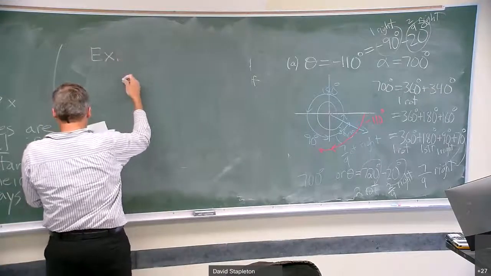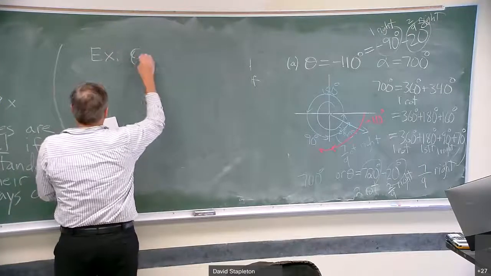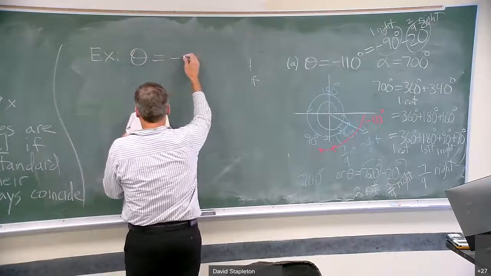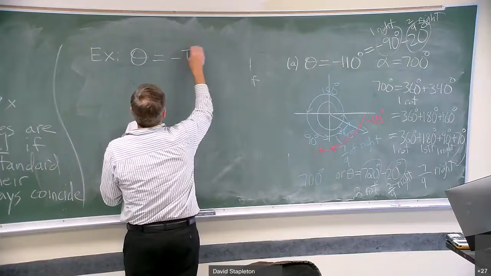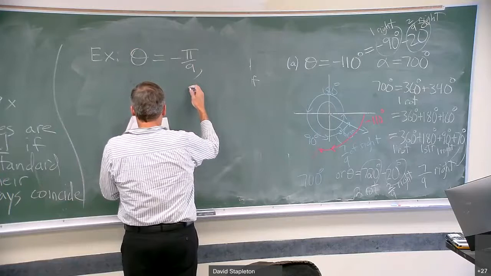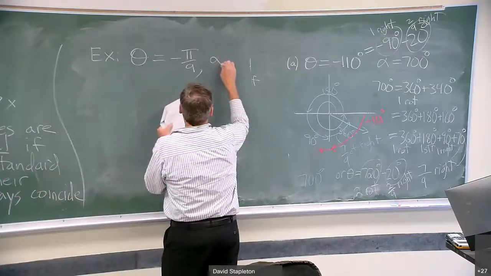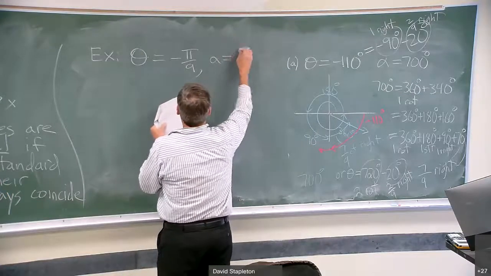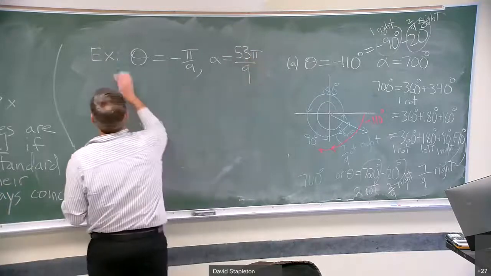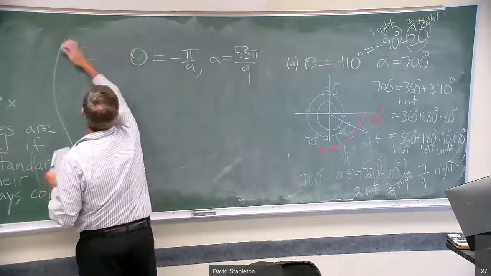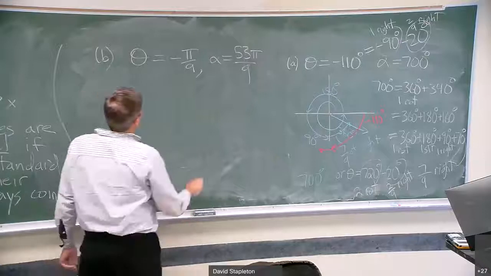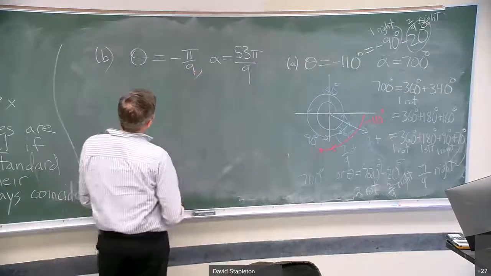Suppose I said theta equals minus, I'm going to change the problem here a little, minus pi over 9, and alpha, second angle, is equal to 53 pi over 9. Are those coterminal? I guess I should call this B. I'm sorry. I was doing AB. How do I know if those are coterminal?